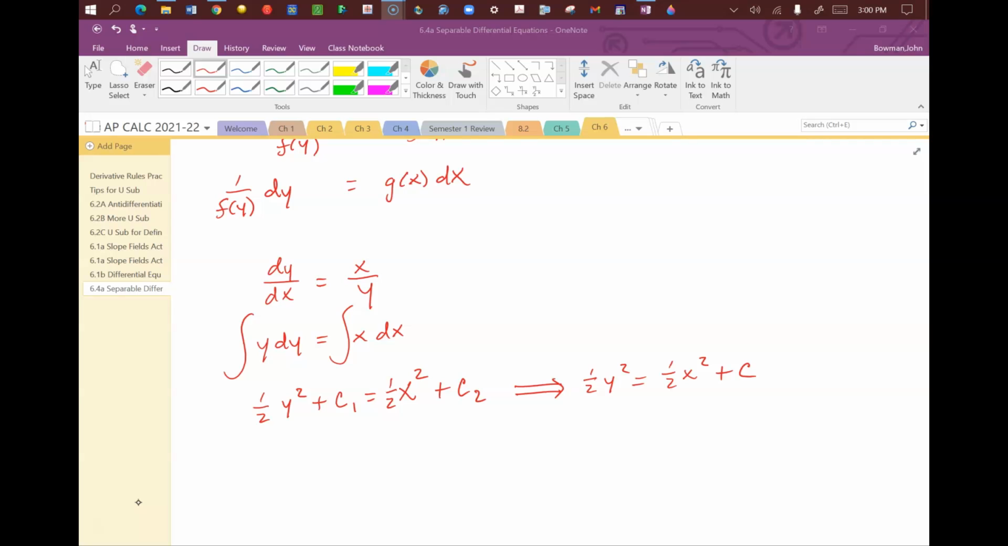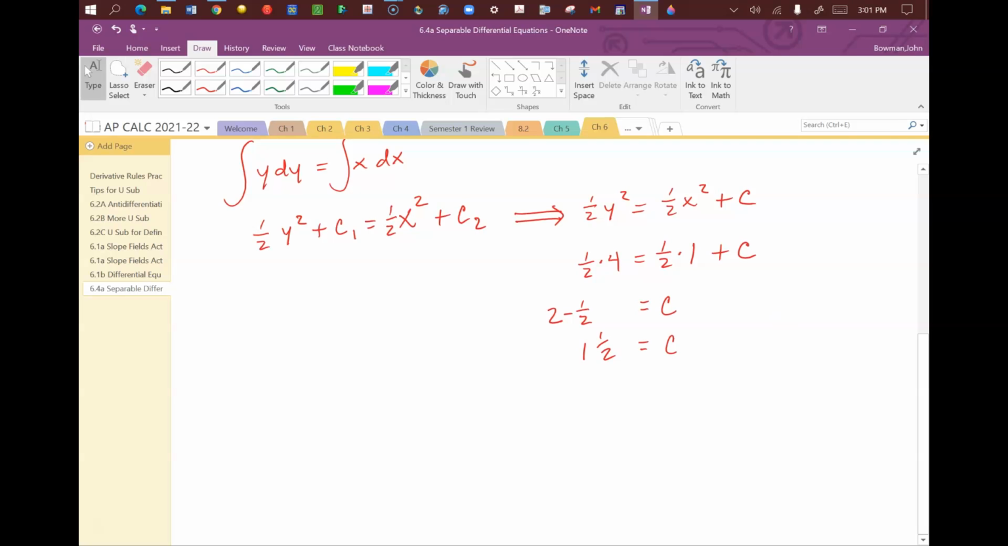Now very often these differential equations come with some conditions. This would make it an initial condition problem. So let's say in this case we were told that y is equal to 2 when x is equal to 1. Well, what that allows us to do is plug in those values for x and y and solve for c. So we'll do that. 1/2 times 2 squared, or 2, is equal to 1/2 times 1 squared, or 1/2, plus c. And if we solve that for c, we get 2 minus 1/2, or 3/2. So c is equal to 1 1/2.